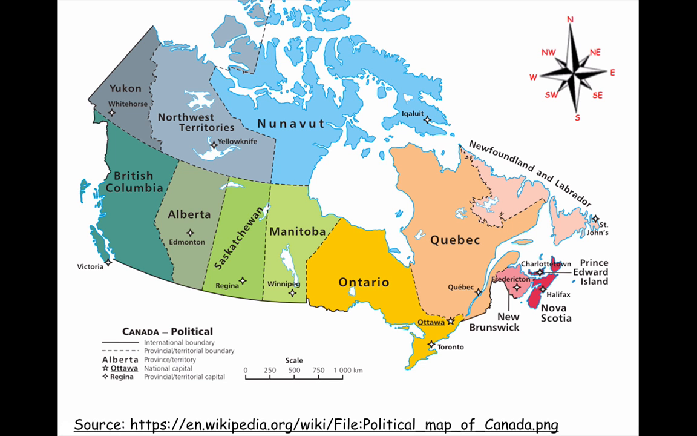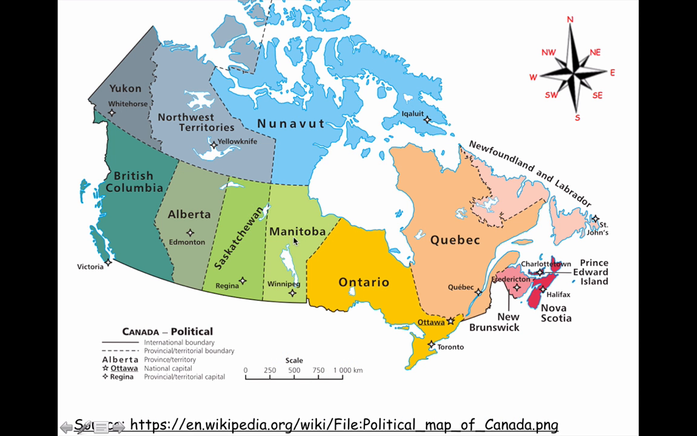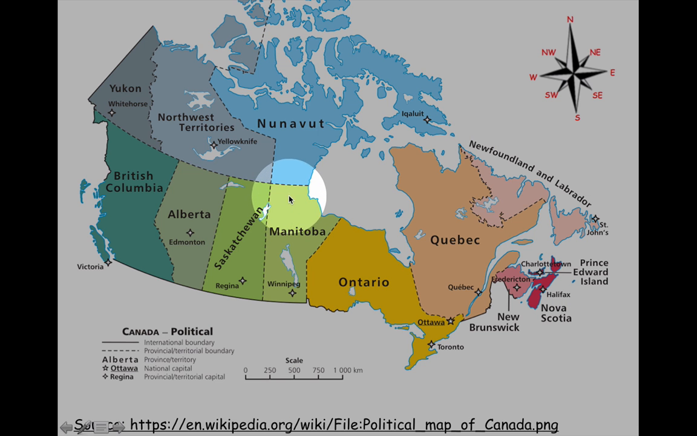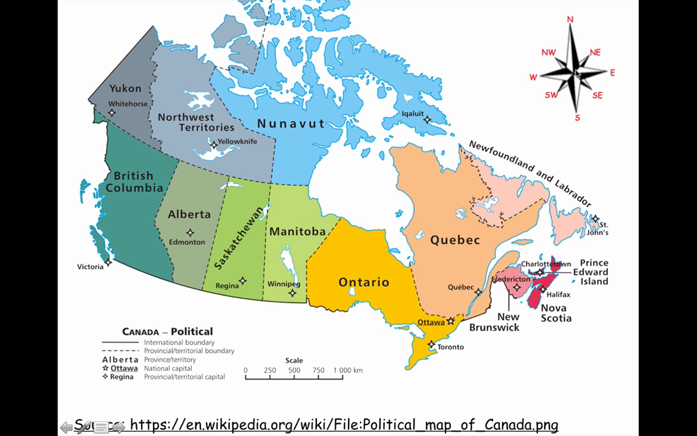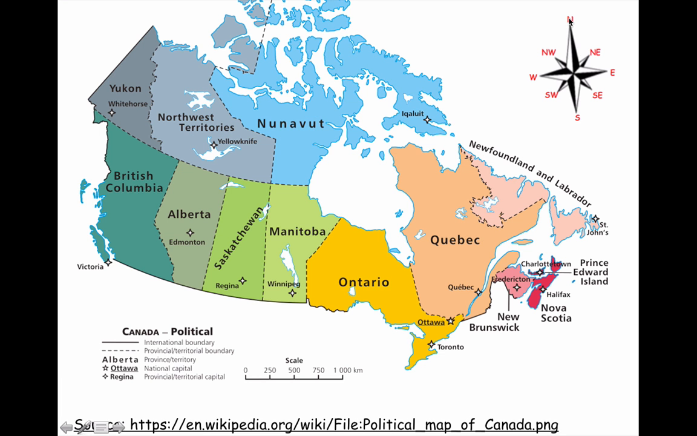Let's take a look at some relative locations in Canada. We will focus in on Manitoba. What is the relative location of Nunavut from Manitoba? Well, if we go straight up, we find Nunavut. If we look at our compass, we go straight up, we find north. Nunavut is north of Manitoba.